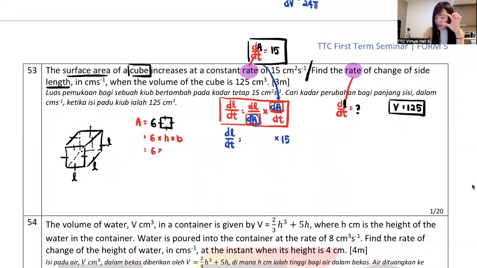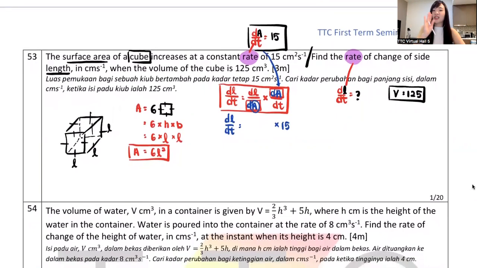So isn't it now the height is L, the base is L? So 6 times L times L, isn't it 6L squared? See, understanding also able to write it out. So don't just tell me L squared. L squared is only for one side. You got 6 surfaces, so 6L squared. Okay. Now outside A, inside L. Very good moment to differentiate it. 2, 6, 12. Power minus 1, 1.